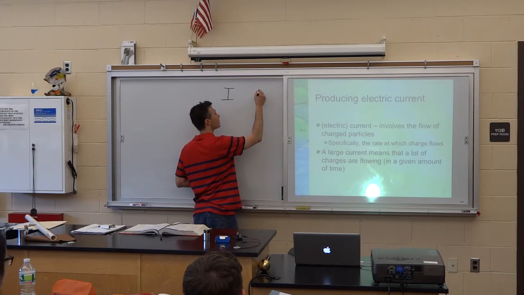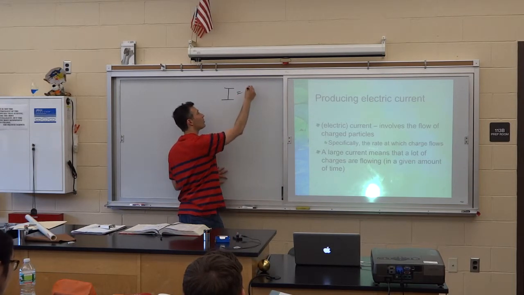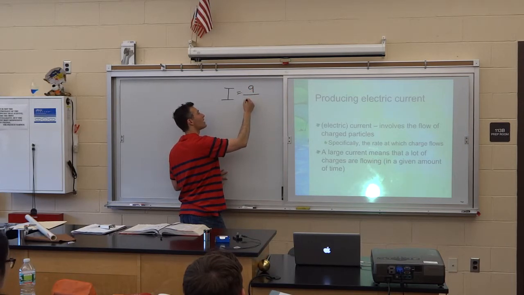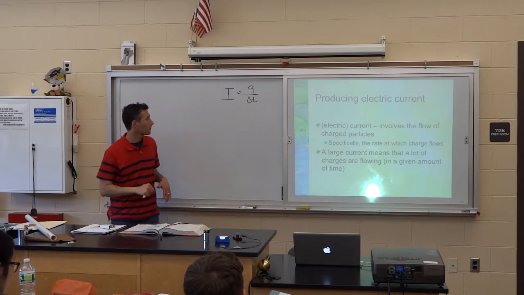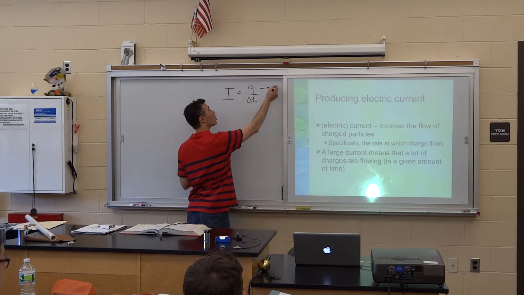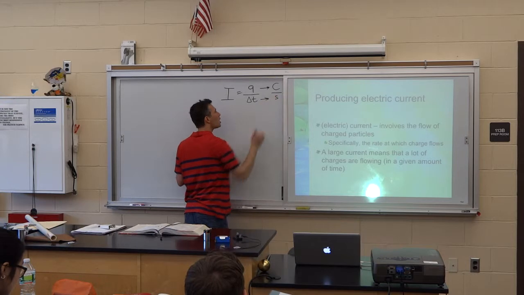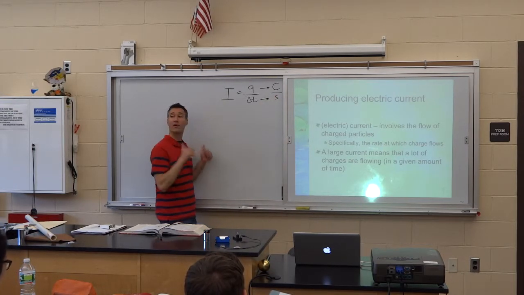And it's equivalent to an amount of charge divided by an amount of time that the charge is flowing through. So what is charge measured in? Coulombs. And what is time measured in? Seconds. So current would be a number of coulombs per second, but we have a nickname for that.